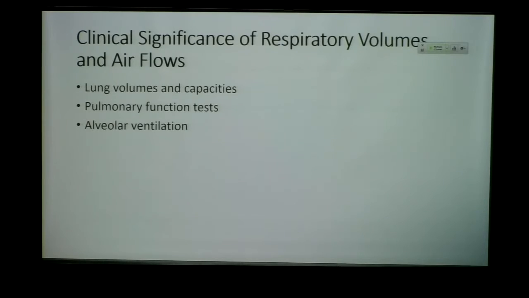Okay, any questions on those states, on resistance, on compliance?